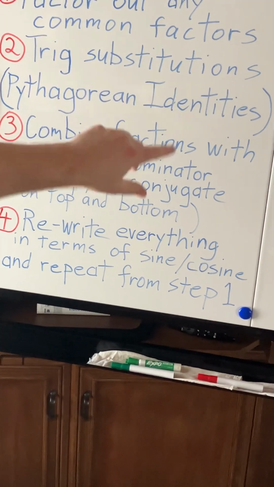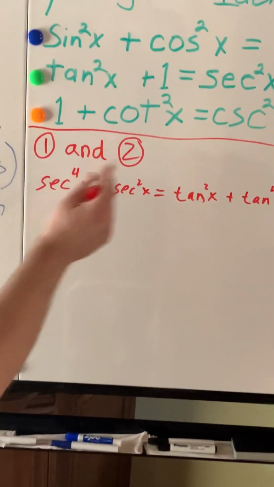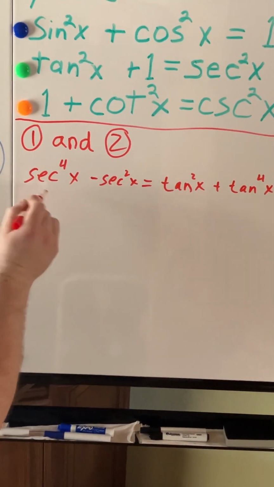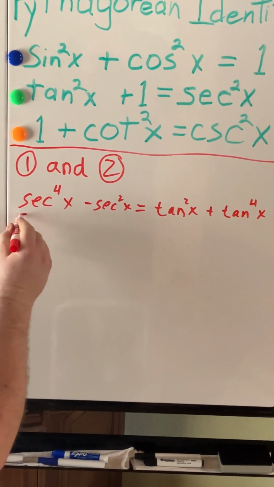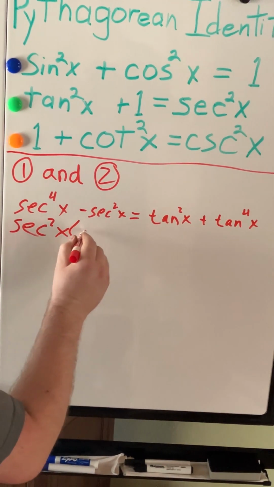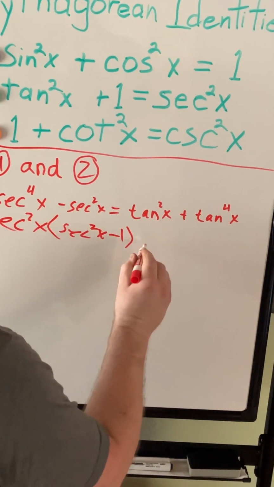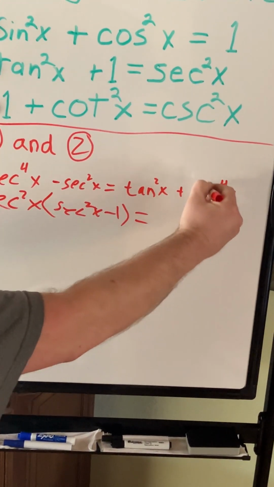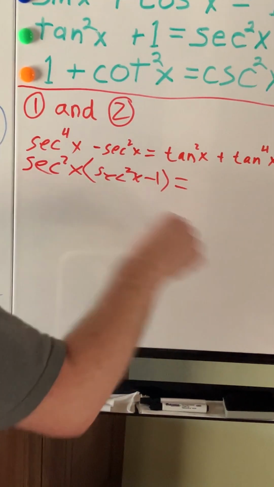Okay? So, our first example we're going to look at has both steps 1 and 2 incorporated in it. You're going to see in this first example here on the left, we can factor out a secant squared x from each of these terms. So I'm going to take out secant squared x like this, and I'll be left with secant squared x minus 1. I'm not going to keep rewriting the right side. Just know that the right side stays exactly as it is until we've turned the left side into it. And then we'll put a check mark and be done with our problem.